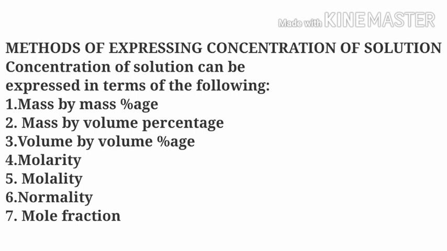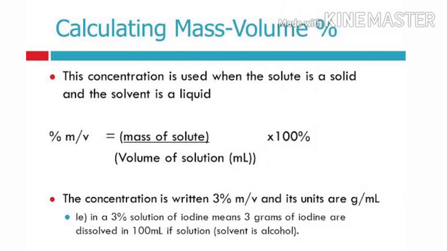The first one is the mass by mass percentage. It is nothing but the number of parts by mass of the solute present in 100 parts by mass of the solution. Similarly, the mass by volume percentage is nothing but the number of parts by mass of the solute present per 100 parts by volume of the solution.